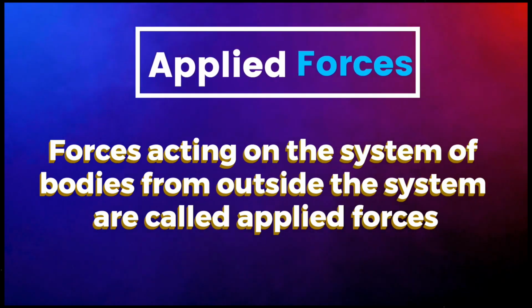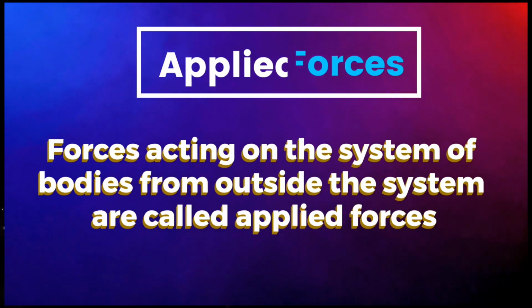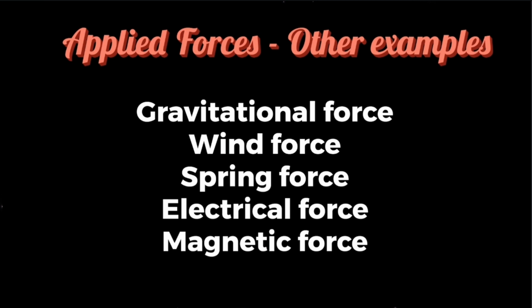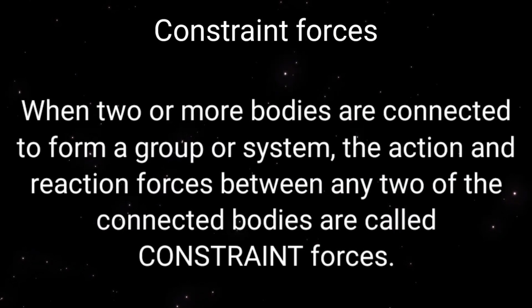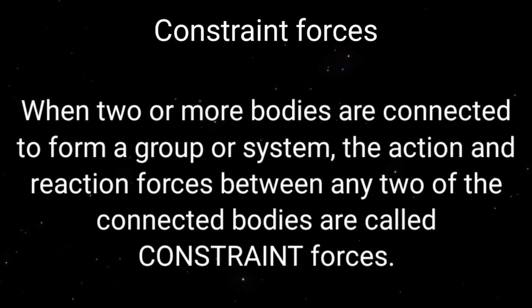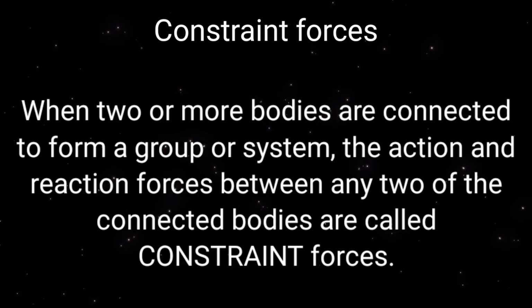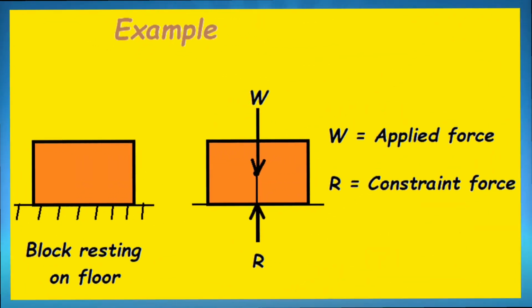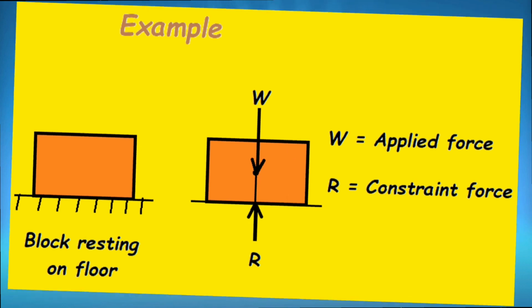Applied forces. Forces acting on the system of bodies from outside the system are called applied forces. When two or more bodies are connected to form a group or system, the action and reaction forces between any two of the connected bodies are called constraint forces. Example, a block resting on floor, W is applied force and R is constraint force.